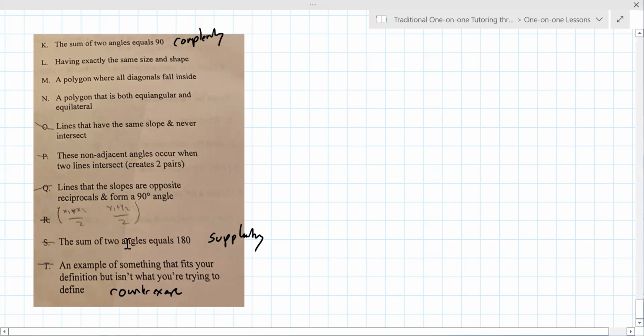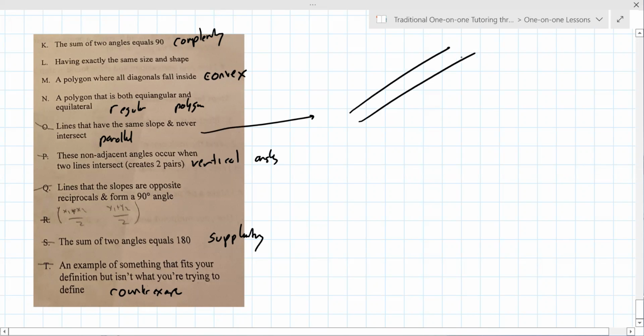Okay, let's get through the other ones here. LM. So M is convex. It's the convex polygon. This is a regular polygon. I'm just going to have to give these to you. Parallel lines mean that they're the same angle, next to each other, and always going at the same slope, yes. Slope. Okay.